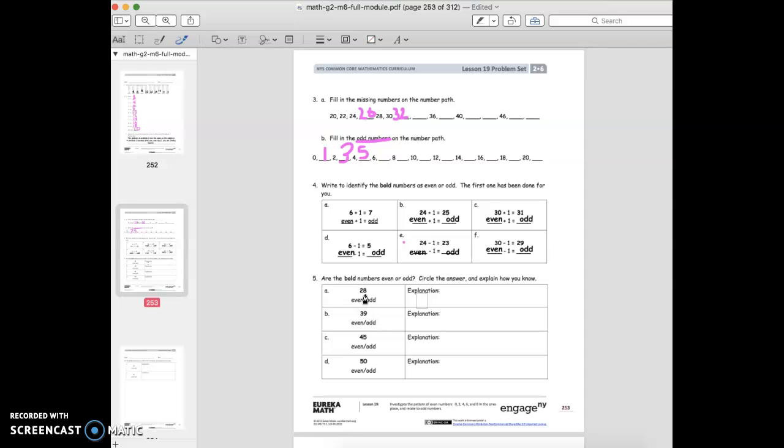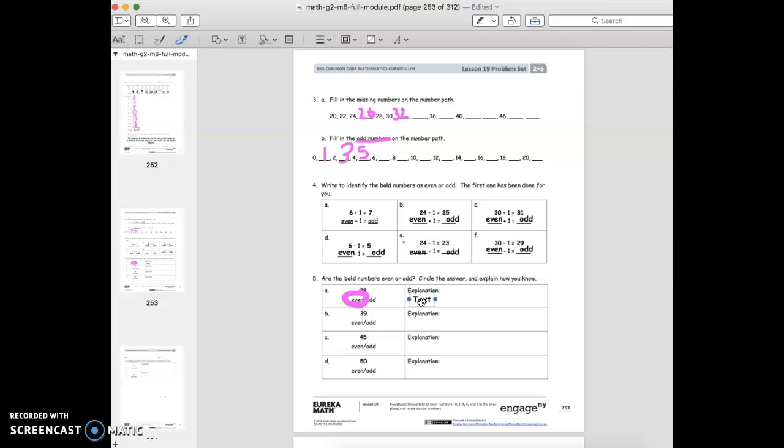Let's see. We always only need to look in the ones place. What number is in the ones place, the 2 or the 8? The 8. The 8 is in the ones place. Can we get to 8 by counting by 2's? Let's see. 2, 4, 6, 8. Yes, we can, which means that this is an even number.